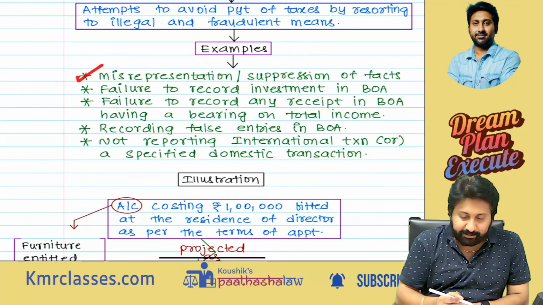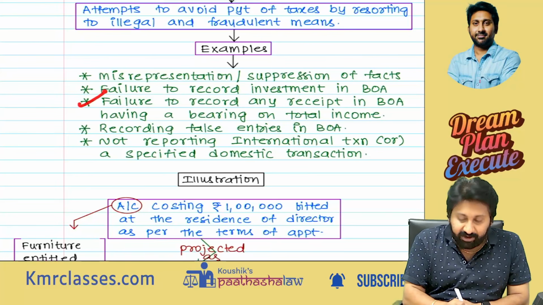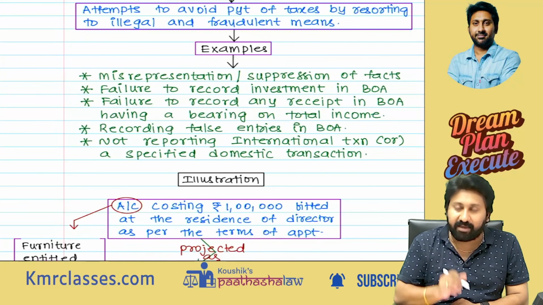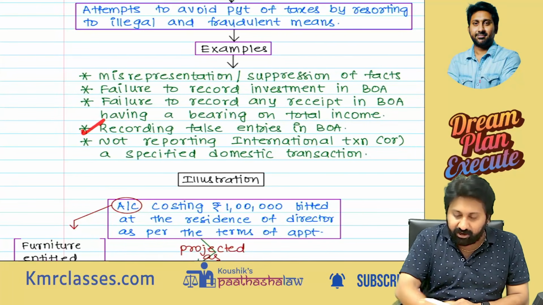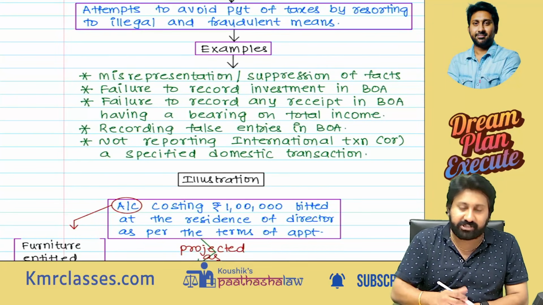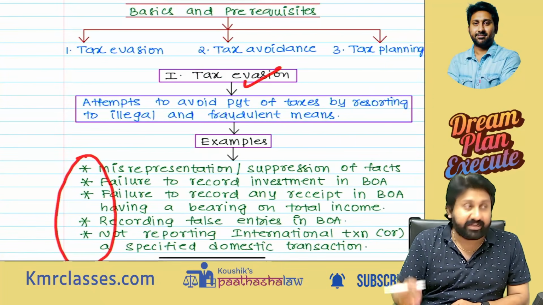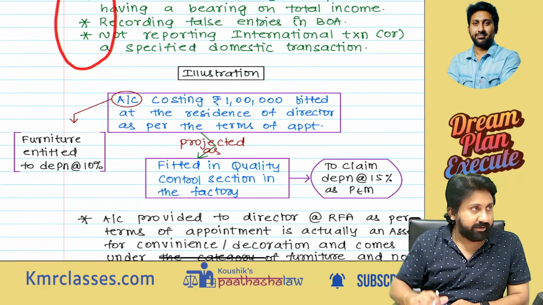Examples: misrepresentation and suppression of facts, failure to record investment in the books of accounts, failure to record any receipt in the books of accounts having a bearing on total income, recording of false entries, not reporting an international transaction or a specific domestic transaction. All these will come within the category of tax evasion. Next one, illustration.